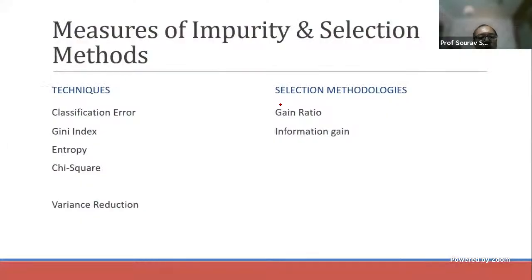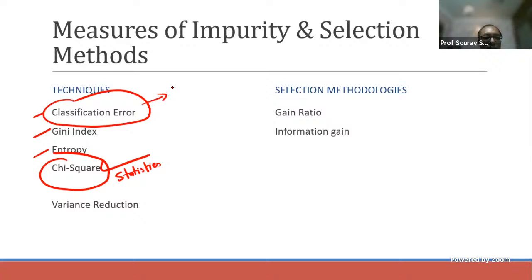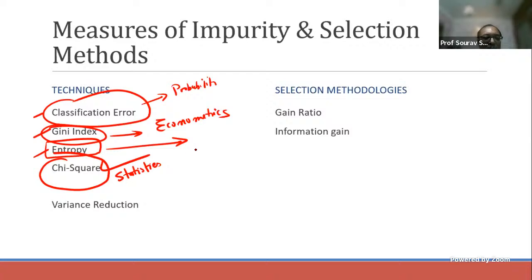So these are some of the ways in which you can do the splitting. We have already discussed this one, chi-square. Let's look into this one: classification error, Gini index, and entropy. So by the way, let me just give you an idea. This chi-square comes from statistics. Classification error comes from probability. Gini index actually comes from econometrics. And finally, this entropy comes from your physics.